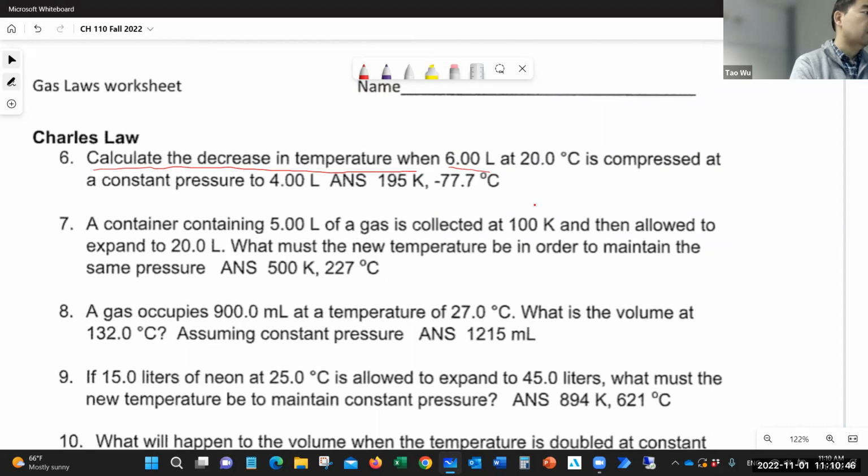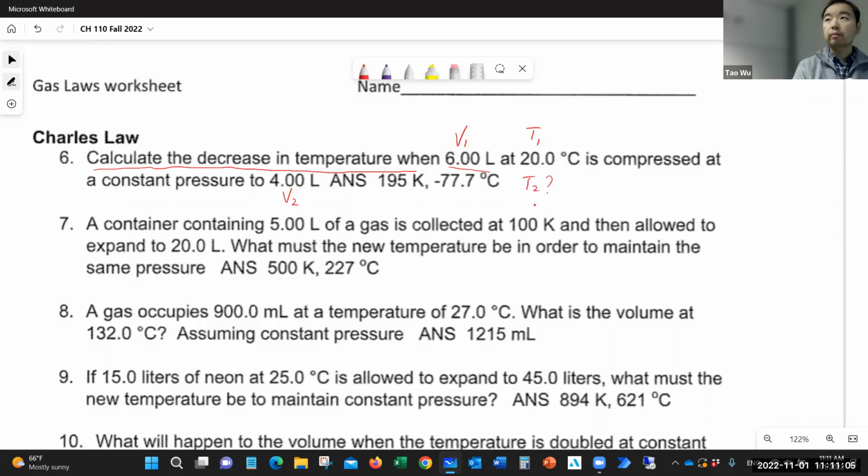Okay, so now let's see. The first one, 6 liters, obviously that's V1. And the second one, 4 liters, that's V2. And this is T1, and we're asking for T2.